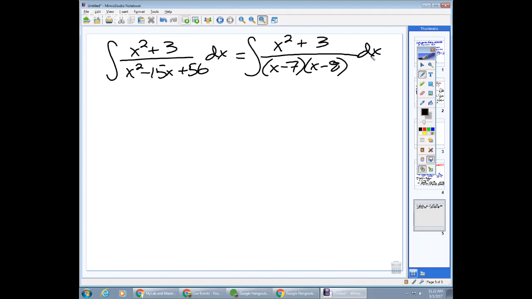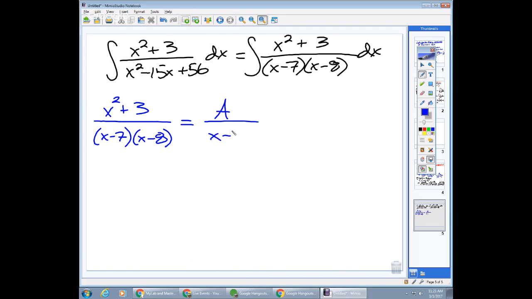So we fit in the category of the first kind, linear factors. That means, ignoring the integral for a moment, that my x squared plus 3 over x minus 7 times x minus 8 I should be able to rewrite as a over x minus 7 plus some b over x minus 8 is the claim here. I just have to figure out what a and b are.